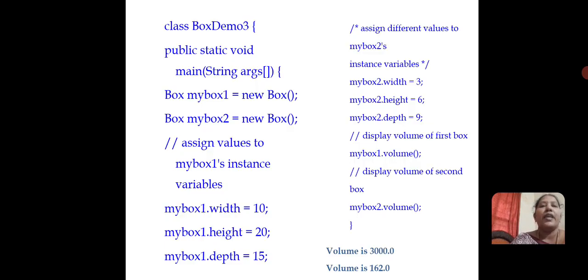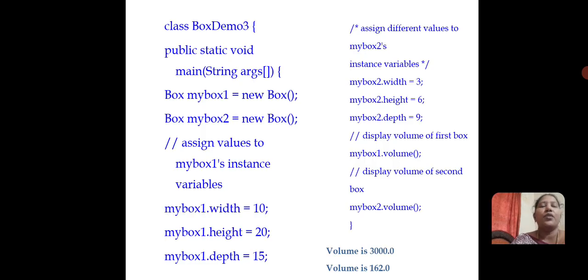Next, in the main class you are creating two new objects, mybox1 and mybox2, and then mybox1.width equal to 10, 20 and 15. The same thing you are assigning for mybox2, 3, 6 and 9. In the previous example we calculated the same formula for both mybox1 and mybox2. Here there is no need to calculate it again and again.